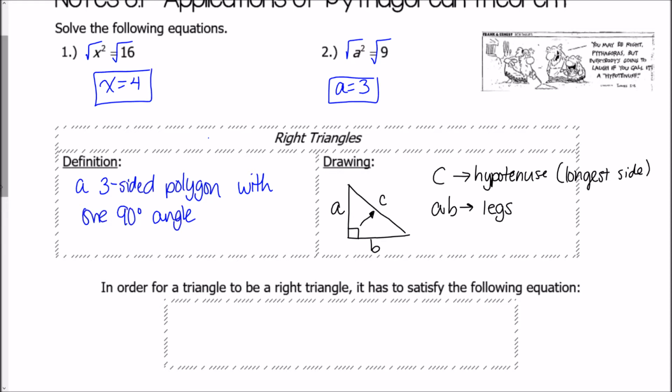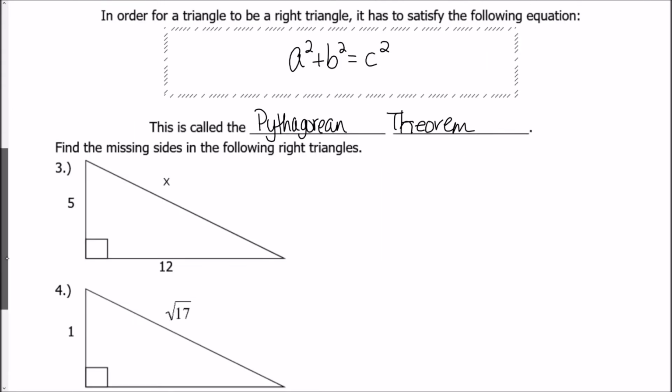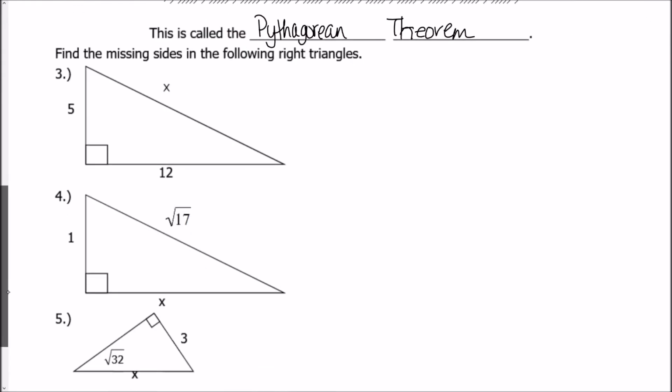And in order for a triangle to be a right triangle, it has to satisfy the following equation. A squared plus B squared equals C squared, and this is called the Pythagorean Theorem. And what we're going to do in class next time I see you guys is we're going to actually prove it. We're going to see a proof of the Pythagorean Theorem to see why this works. So question number 3. Find the missing sides in the following right triangles.